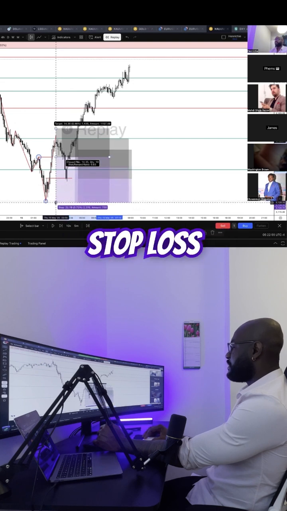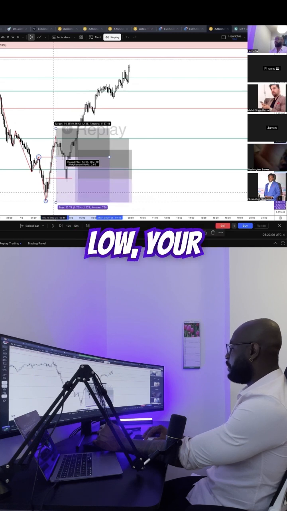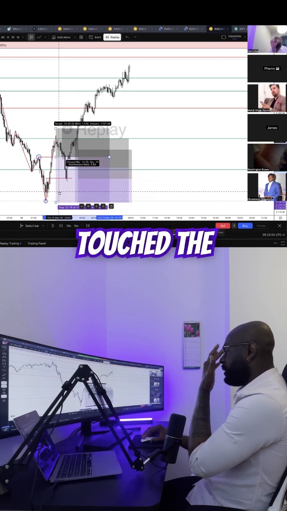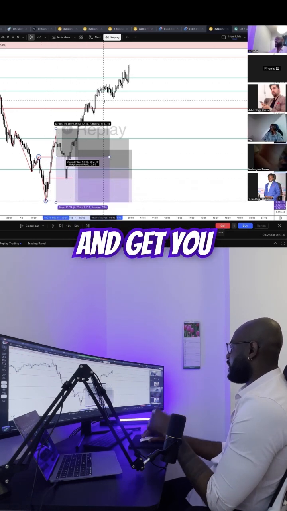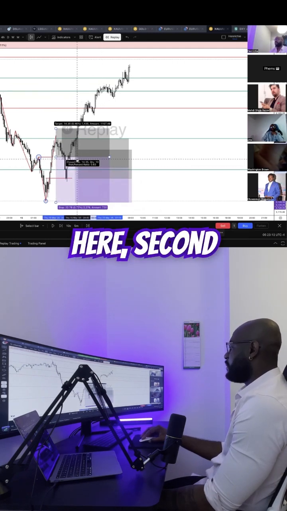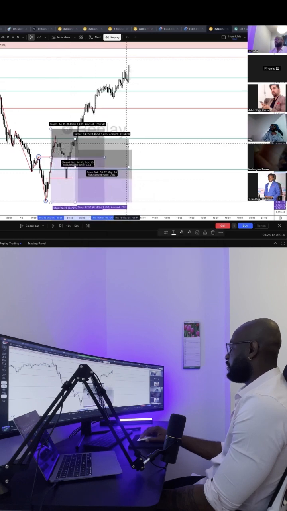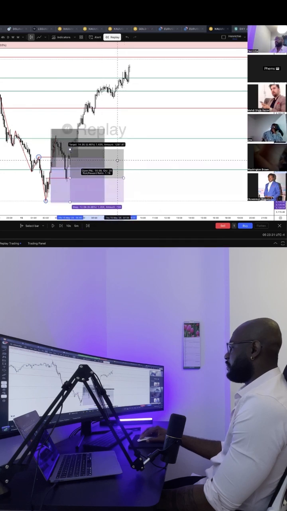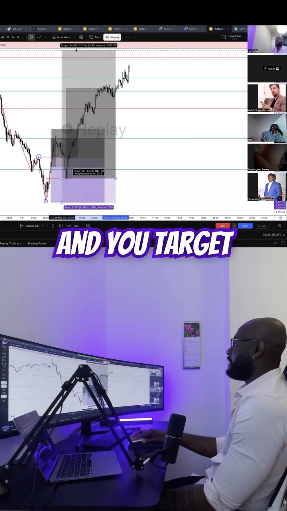Because if you place your stop loss directly below this low, if price should come down close to that low, your broker might just take you out of that trade, even though it hasn't even tapped the low. Your broker can literally just liquidate you and get you out of the trade. So first entry here, second entry, the fair value gap, third entry, the last down close candle. And you target the same position.